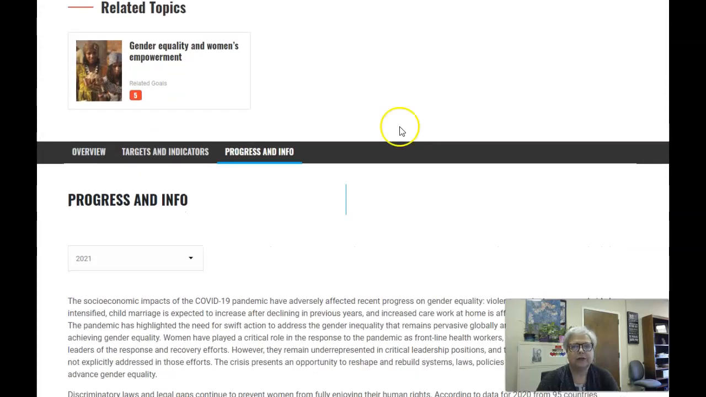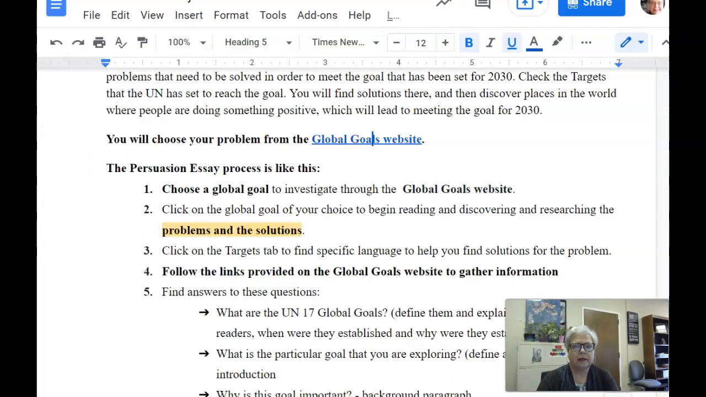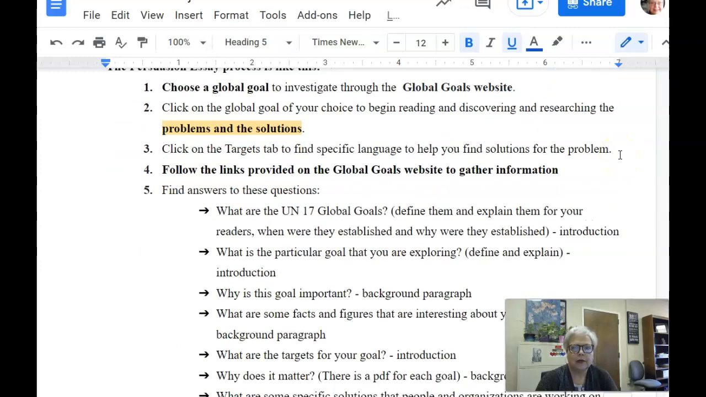So here's your first assignment, is to go to that Global Goals website. There's the link right there in the document. Choose a global goal to investigate, one of those first 16. Click on the global goal of your choice to begin reading and discovering and researching problems and solutions. And please take notes as you go.